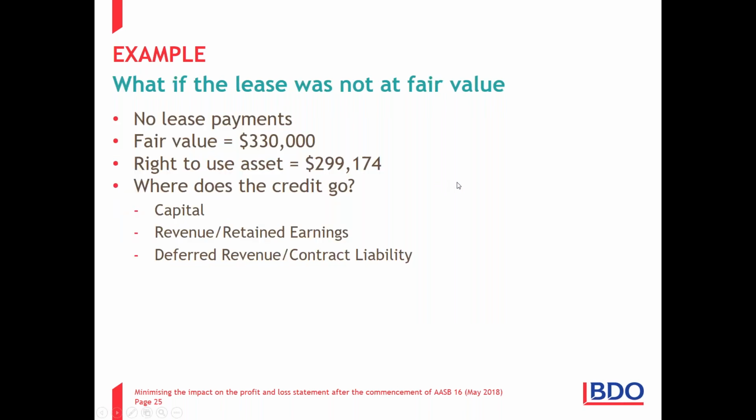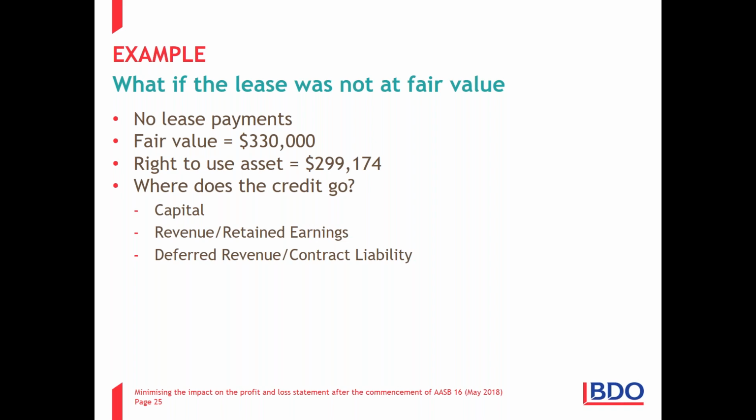But what if there were no lease payments or something less than fair value? So using the same facts we used a little bit earlier, but this time there's no actual lease payment, the fair value of the lease payment will still be $330,000, as this was the commercially accepted lease value. The present value of these we also calculated in the prior example, which is $299,174. So we'll use this as our value of the right of use asset.